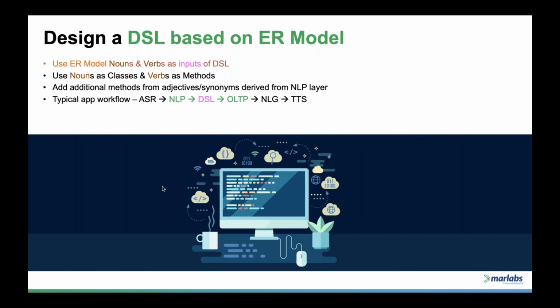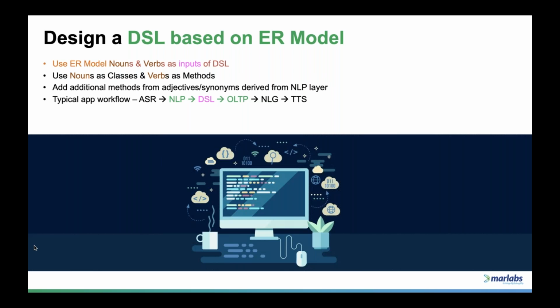You know, the nouns and verbs of the ER model, use them as the input and build a DSL, and then reconcile them or add additional methods for it based on a typical use case from the NLP layer. So the idea is that you introduce a DSL before, in between the NLP layer and the OLTP layer. And that kind of resolves, or at least it simplifies the issue, right?